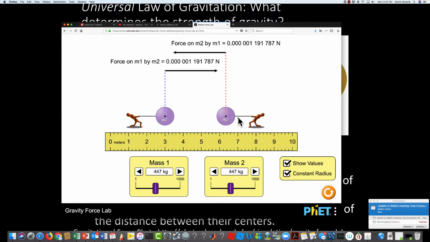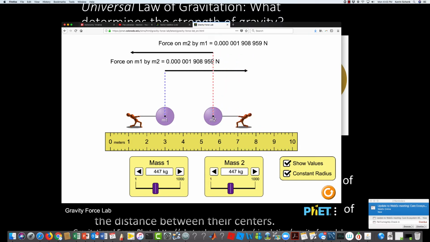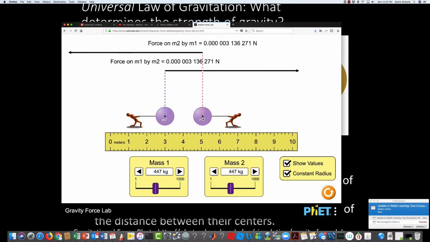M2 is trying to pull M1 towards it. This is the direction of the force. And M1 is trying to pull M2 towards it. See the direction of the force here. Now let's notice what happens as we bring these two closer. We have the same mass, M1, M2 the same. What's happening to the force? It's getting bigger. Look at the size of the arrows if you don't want to look at the numbers. When we're getting close, the arrows get bigger because the force gets stronger.